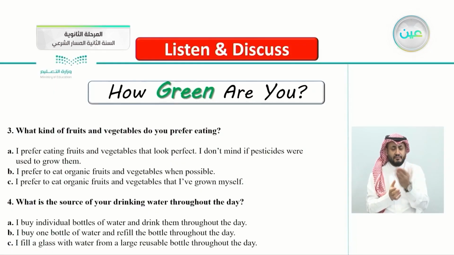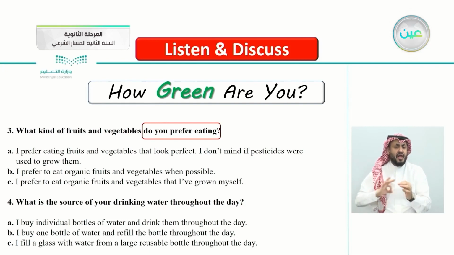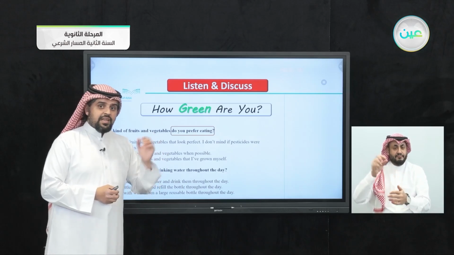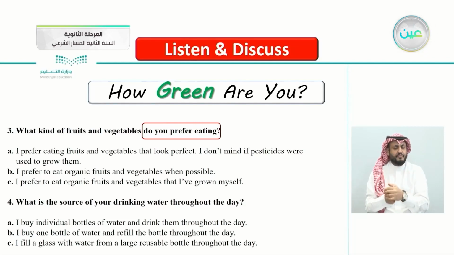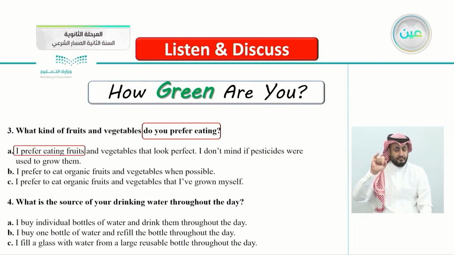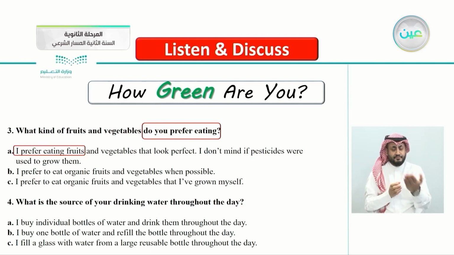So let's check the answer here together. What kind of fruits and vegetables do you prefer eating? So the verb here is prefer. What comes after prefer, the ing form, is a gerund. It's a noun. It's not a verb. Also here, I prefer eating fruits. It's the same verb actually, prefer and prefer. Also eating and eating. Also here, I prefer to eat.